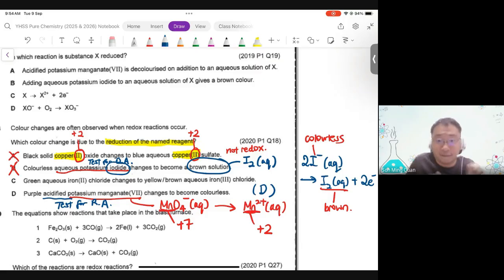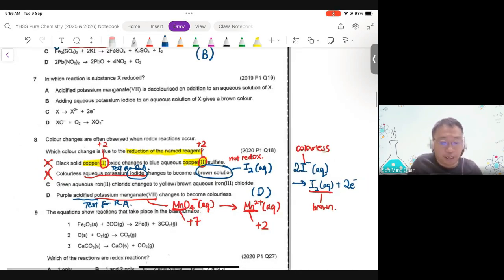This one, 10 seconds can finish. I can finish this in 10 seconds. All right, you must get to that level. Look for shortcuts, look for clues, which is what we are training now. So for the 4 of you who got this wrong, you need to revise the test for oxidizing agents, which is aqueous potassium iodide, and the test for reducing agents, which is acidified potassium manganate(VII). Okay, so that was question number 8 of the redox.